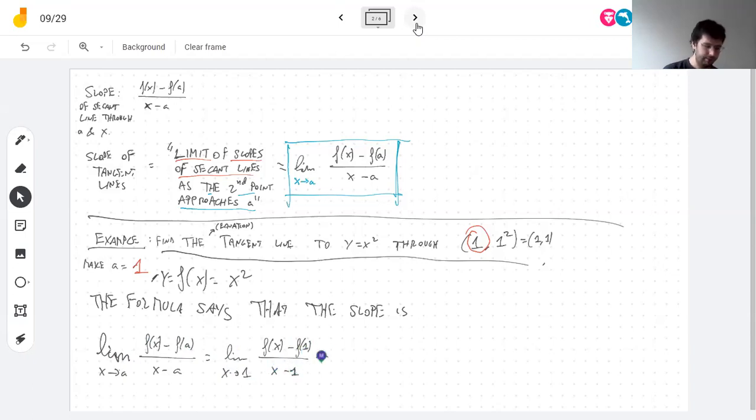And now, what do I write? I don't know how to do this limit because there's an f, and I should do something with that, because I have nothing as it is. I can't do anything. And notice that if I plug in x equals 1, I'm going to get 0 in the denominator and 0 in the numerator, so that's no good. So what's f of x? What do I do with that?